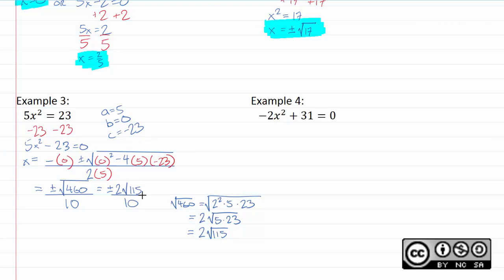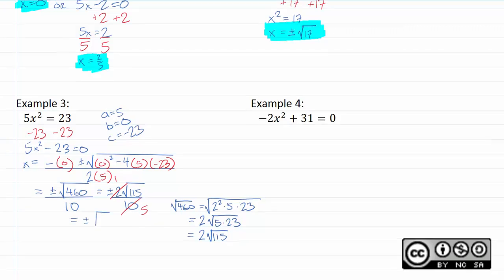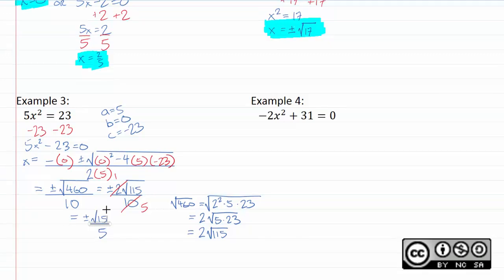And because we have that 2 in front, we now have the ability to simplify this answer. We can cross out 2 and 10, get 5 and 1. So this comes out to plus or minus the square root of 115 over 5. We haven't really seen a lot of this, so let's try that again with example 4.